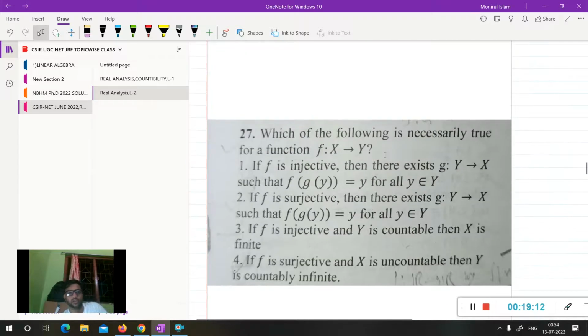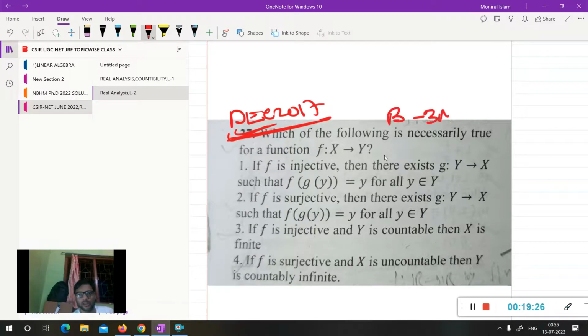This is the third question. This question came in December 2017, CSIR NET December 2017. This question is from Part B and it is 3 marks. So see what the question asks: which of the following is necessarily a function?